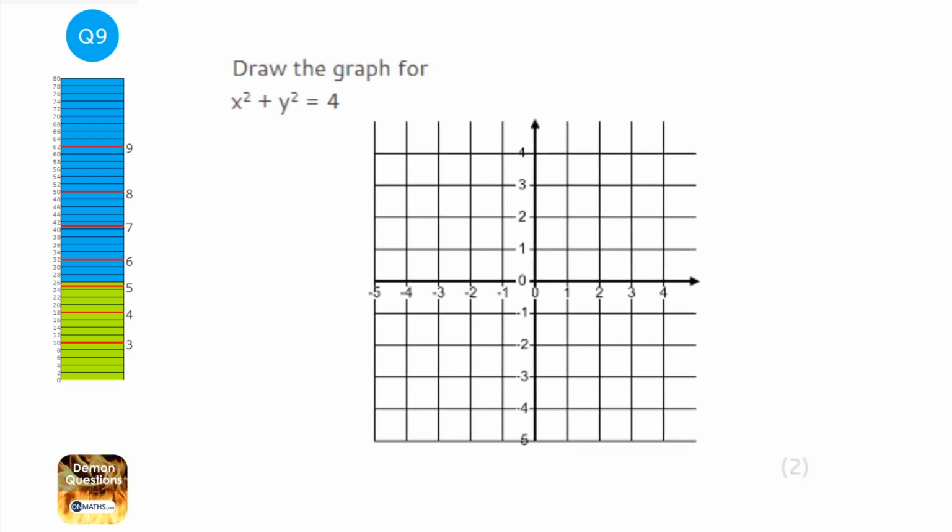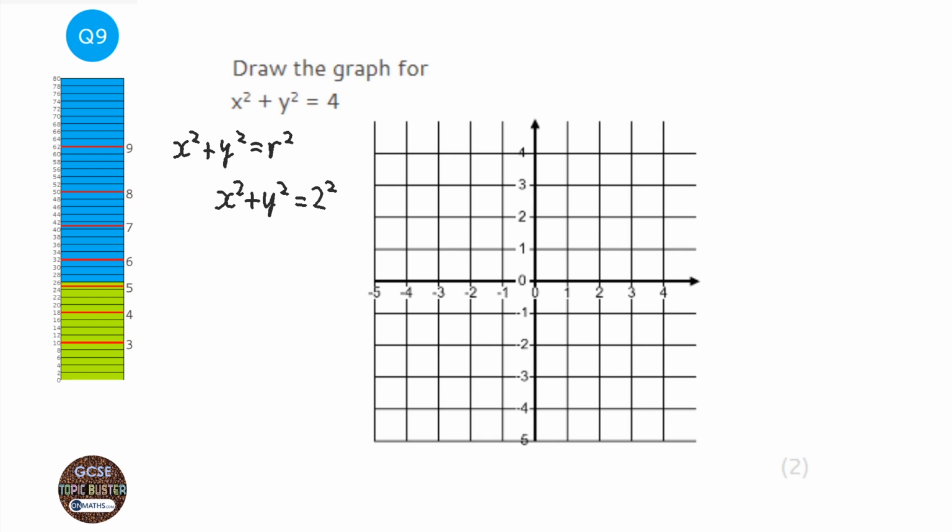Okay, so for this question, understanding of the formula of a circle is critical. So formula of a circle is x squared plus y squared equals r squared. So it looks very, very similar to the equation given to us here. So if I rewrite the equation given to us, and instead of 4, I write 2 squared. Okay, and that's a perfect match for the equation of a circle.